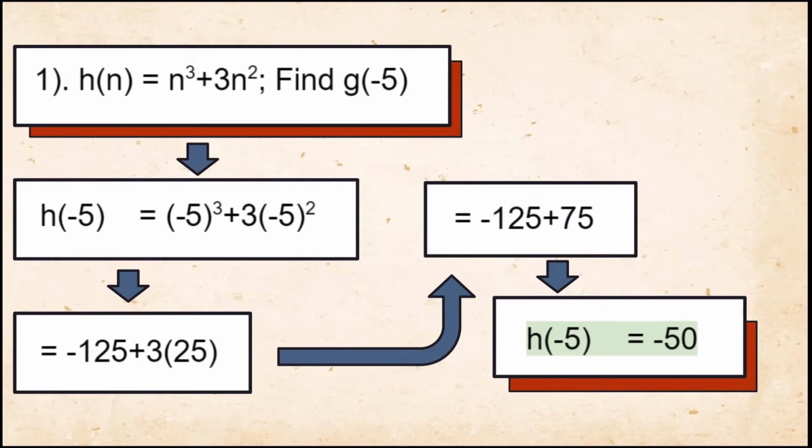Now let's evaluate this function for the given value, and we can make sure to show our work. h of n equals n to the third plus 3n squared. Find h of negative 5. h of negative 5 equals negative 5 to the third plus 3 times negative 5 to the second, because we plugged in negative 5 for the value of n. And simplifying would get us to negative 50.